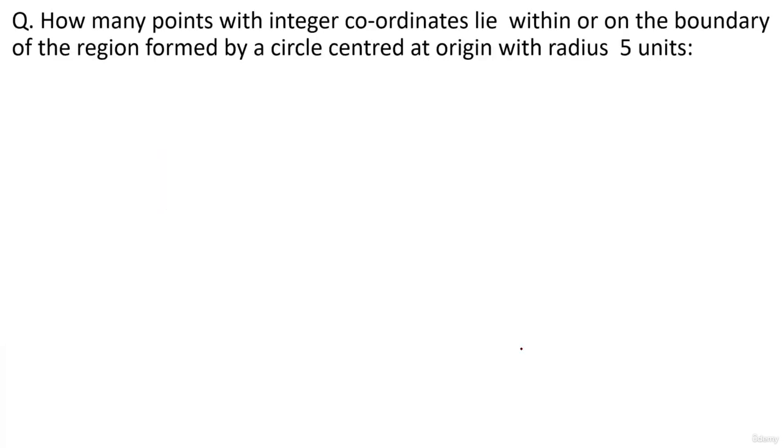How many points with integer coordinates lie within or on the boundary of the region formed by a circle centered at origin with radius 5 units? Okay, so guys, one way is if you're very desperate, you can just write the equation of this particular circle. We saw that any circle having a center (a, b) and radius r, uska equation is (x minus a) the whole square plus (y minus b) the whole square equals r square, right?